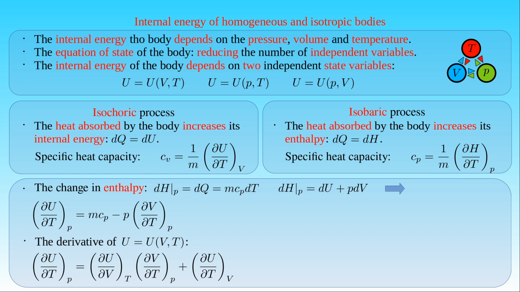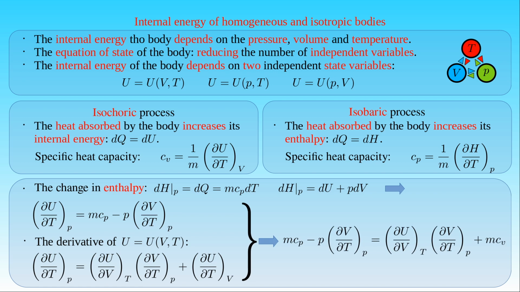As a result, we can state that the mass m times the specific heat capacity Cp, minus the pressure P times the derivative of the volume V with respect to the absolute temperature T for a constant pressure, is equal to the partial derivative of the internal energy U with respect to the volume V for a constant temperature, times the partial derivative of the volume V with respect to the absolute temperature T for a constant pressure, plus the mass m times the heat capacity Cv. Here we substituted the expression of the heat capacity Cv obtained for a constant volume into the last term in the right-hand side of the equation.